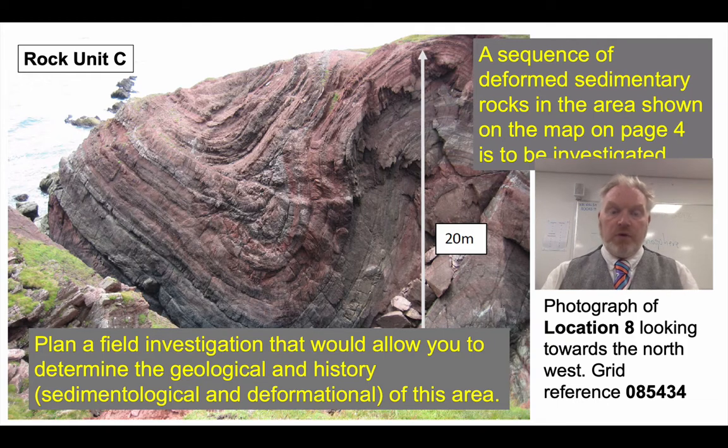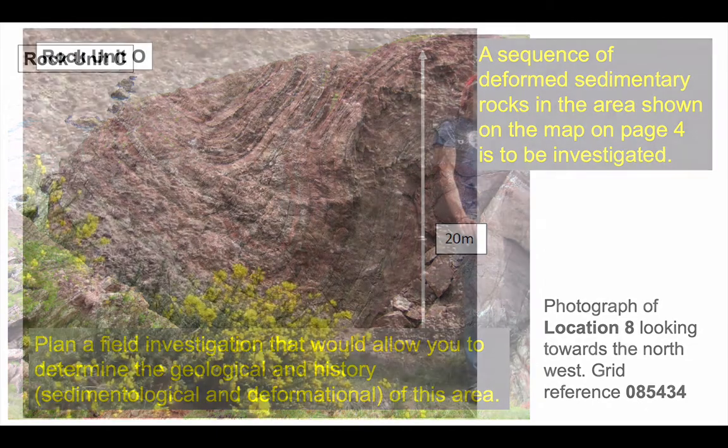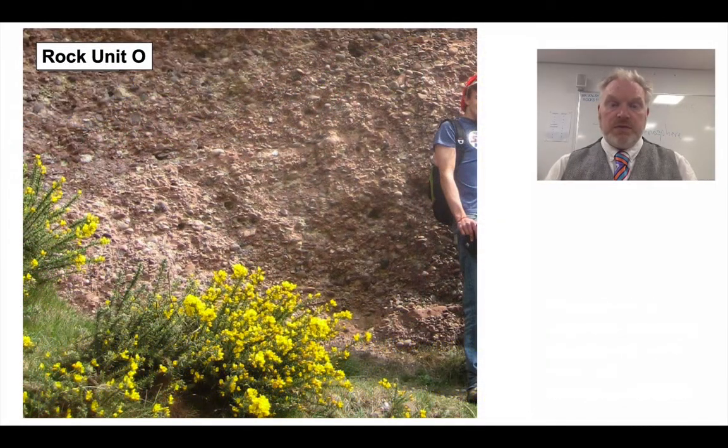Now we have already, by looking at this particular exposure, seen that these rocks are folded and also that they're sedimentary. There are two other rock units. This is rock unit O, and again, this is represented by a specimen. So specimen O is an example of this particular unit.